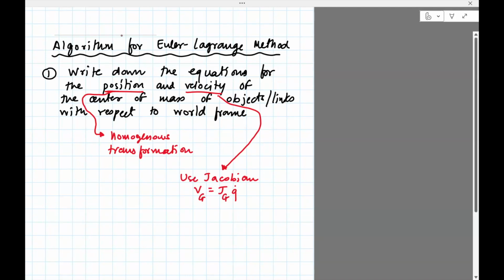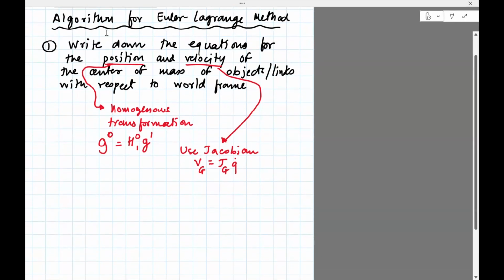Homogeneous transformation, if you remember, was if you want the position of point G in frame 0, it's going to be the homogeneous transform times G in frame 1. I just put frame 1, but it could be whatever frame it is too. So we're going to use those.